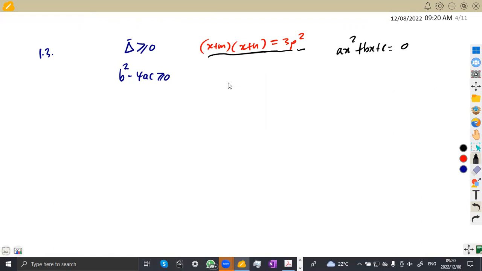So you are forced now to expand the brackets at least so that you can have this format. You're going to expand: x and x, that's x squared; x and n, that's xn; m and x, that's mx or xm, I don't know the way that you're going to write it; m and n, that's mn. Then we can transpose the 3p squared to this side. It will be minus 3p squared. As you can note, in a quadratic equation one side has to be equal to 0. So the moment you transpose this, this will be equal to 0.